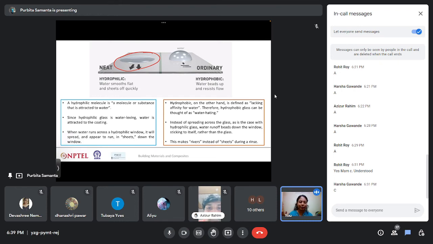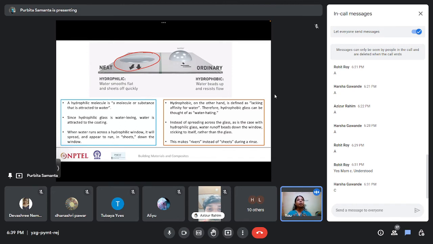When I say hydrophilic glass, it means the glass loves water. So that is what hydrophilic is. And phobic, we already know the idea of phobia. So hydrophobic means the glass is basically water hating. It does not like water. So the characteristics of hydrophilic and hydrophobic will be very different.